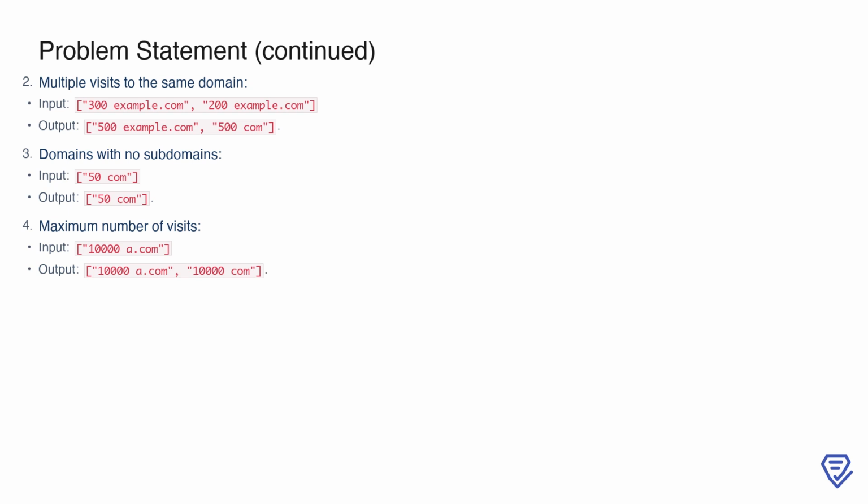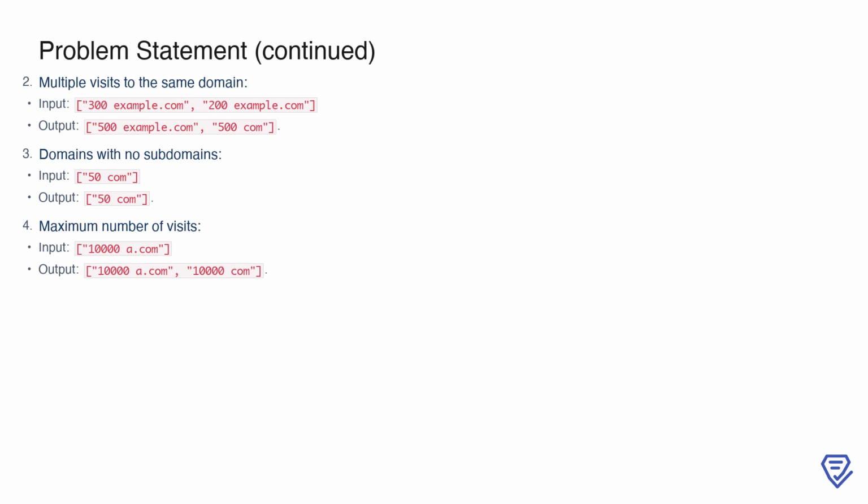For example, if the input is 100 example.com, the output will include 100 example.com and 100 com, since example.com and its top-level domain com received the same number of visits. Another scenario involves multiple visits to the same domain, such as 300 example.com and 200 example.com. Here, the visit counts are summed, resulting in 500 example.com and 500 com.